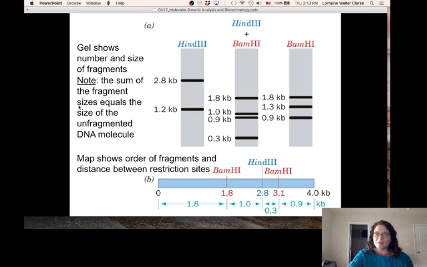The sum of the fragments equals the size of the unfragmented DNA molecule. This is one way to figure out the length of your DNA molecule, but think of this as sort of like another way of making a map. The map shows the order of the fragments and the distance between the restriction sites.